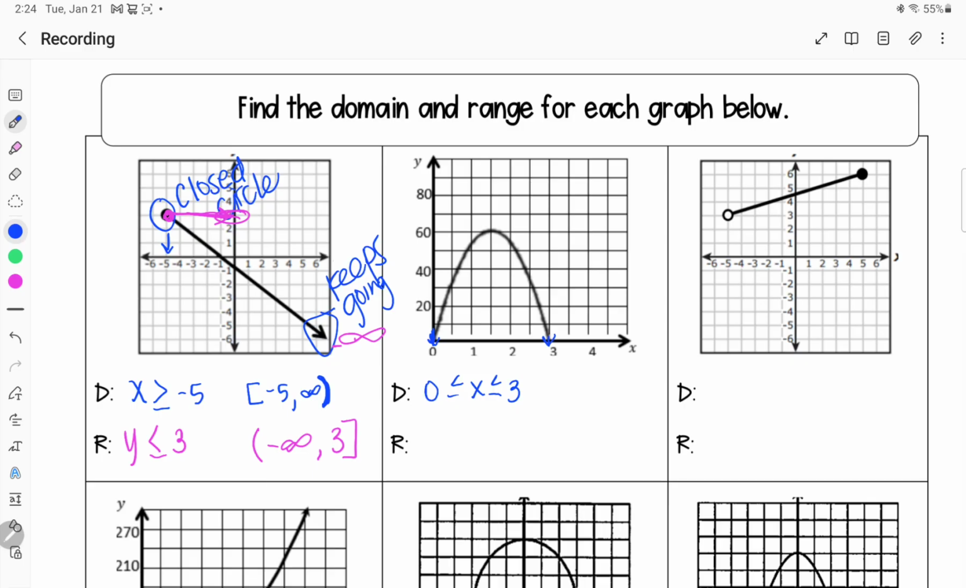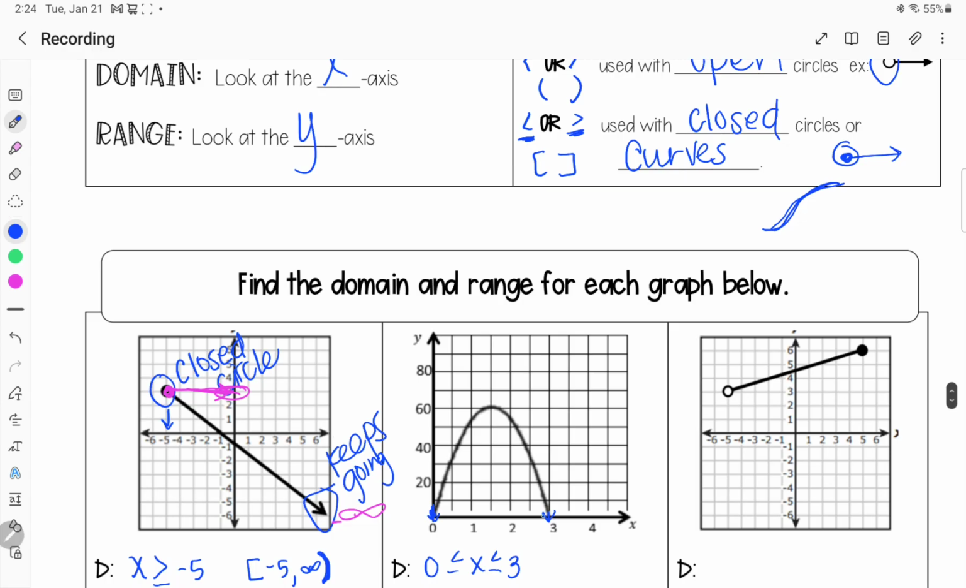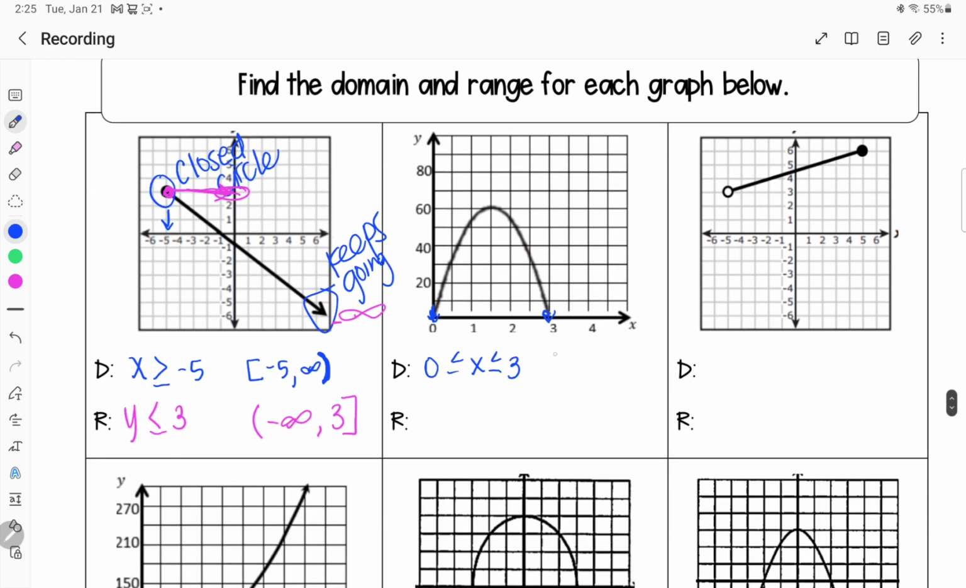It's not wrong. However, easier than that would be bracket. Since these are closed right here, they weren't closed circles, but they ended. They didn't keep going with an arrow like they did here. We're going to use these. So we're saying that this goes from 0, comma, to 3 and anywhere in between. So 0.1, 0.0002, clear up to 3.